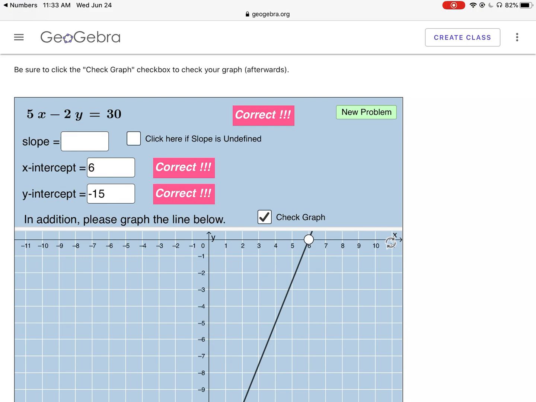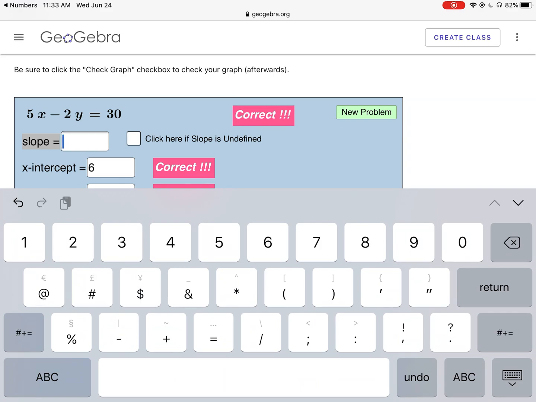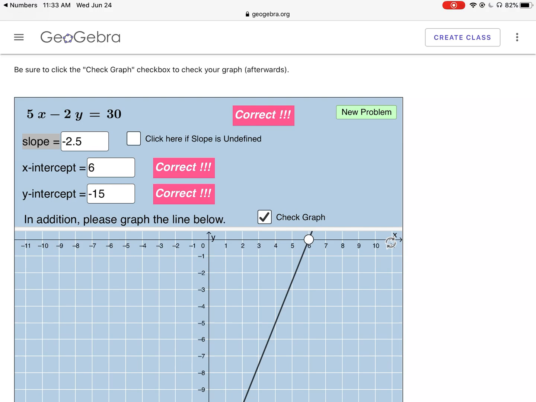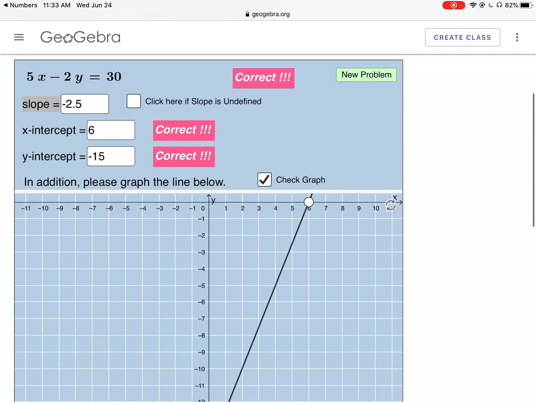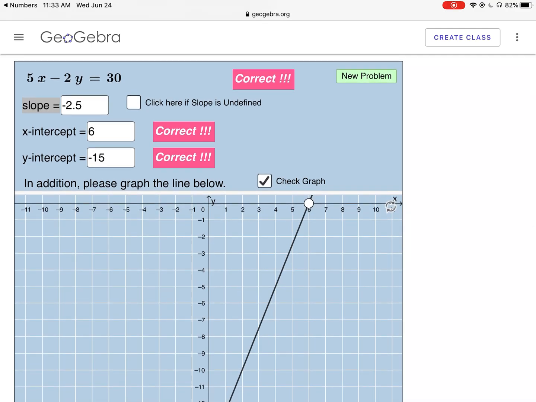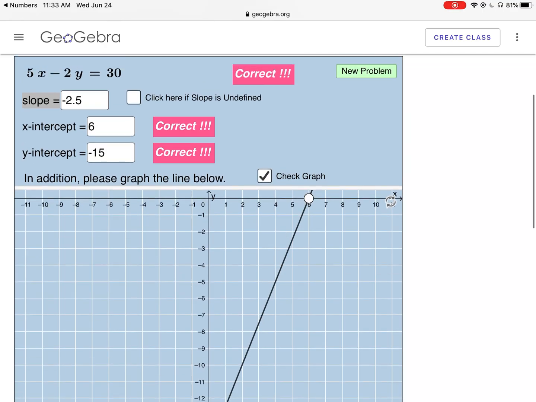In terms of slope, all you need to do is take your y value, your y-intercept, over your x-intercept. So in this case, negative 15 over 6. If I reduce that, divide them both by 3, that's going to be negative 5 over 2. And I don't know if it gives you a check for that. It doesn't look like it does, but more than anything, I'm concerned with, can you find the proper x-intercept, y-intercept, and make the graph from there, okay?